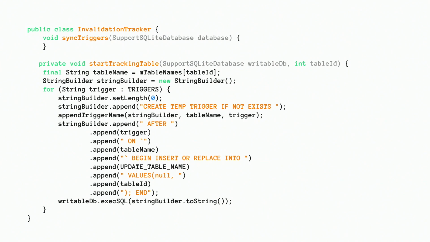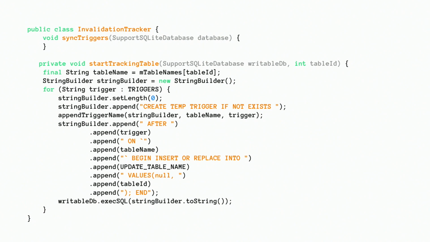So now we can say that Room adds triggers to the database itself. Say we want to track when a new entity has been added to our table. Room will create a trigger on that table that says notify when a row was added.